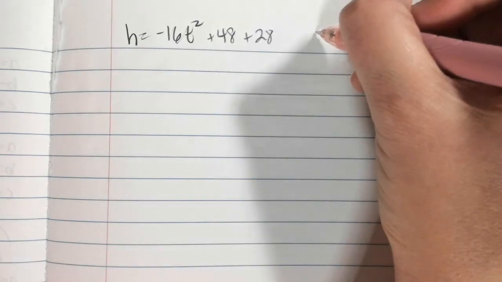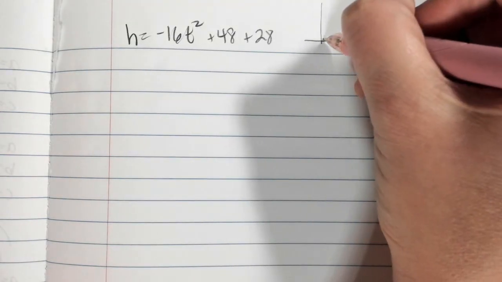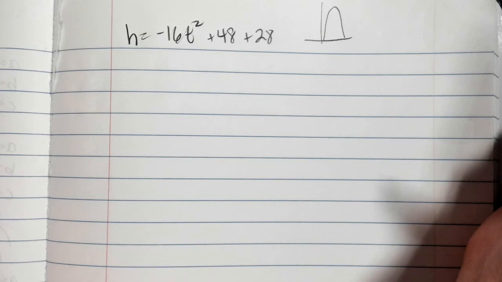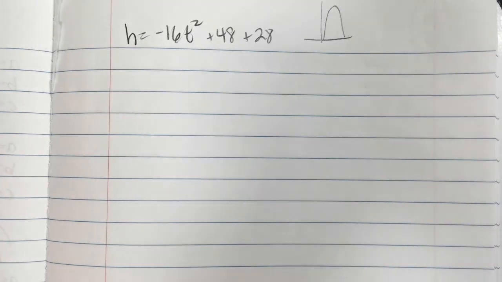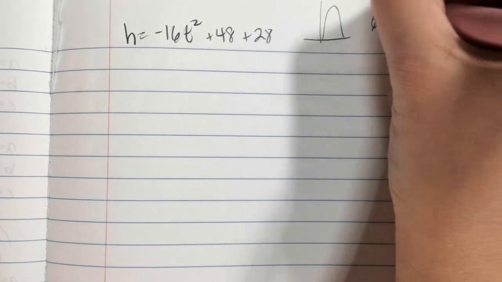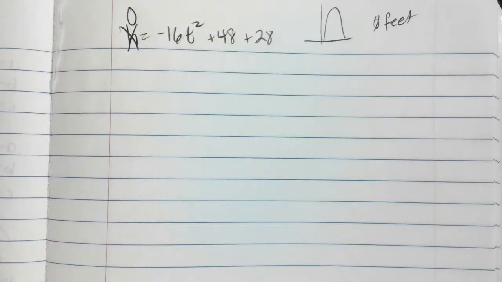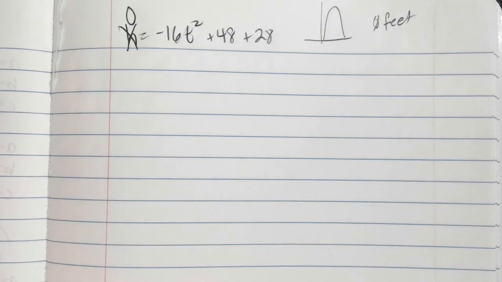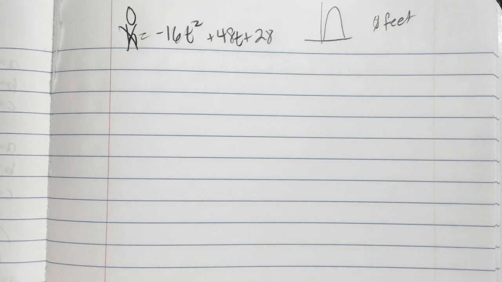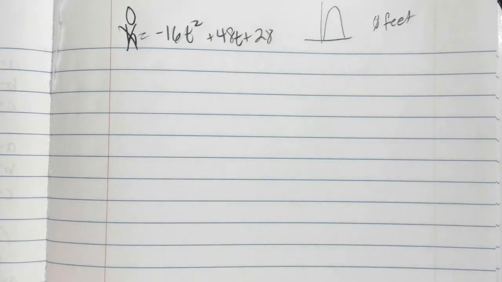The ball goes up, then it comes down. What is the height when it hits the ground? The height when it hits the ground is 0 feet. So instead of h equals that, we're going to say 0 equals negative 16t squared plus 48t plus 28. Okay? So now, from this point, we're going to actually solve this problem.